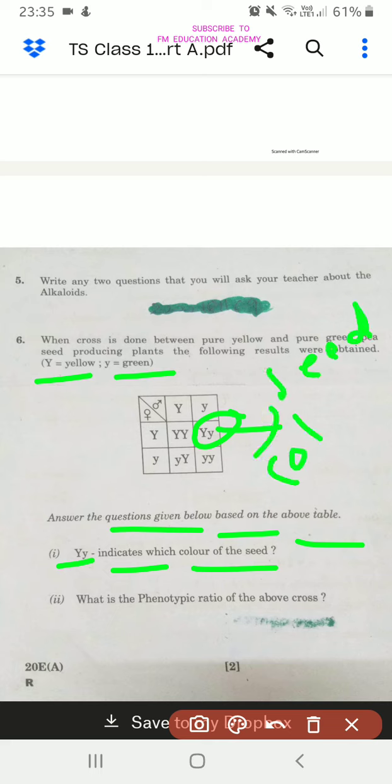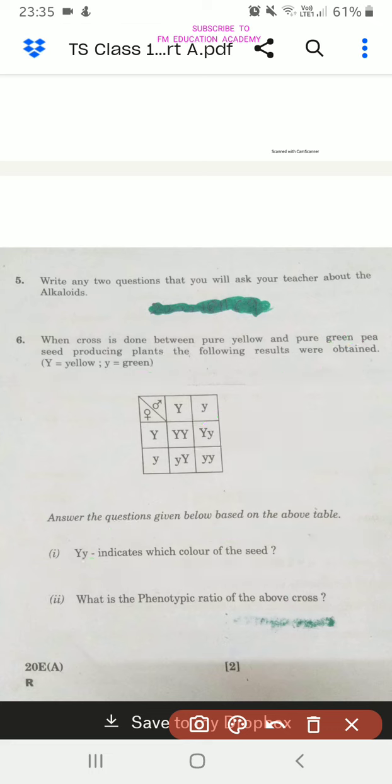So we know here that capital Y small y indicates which color of the seed. Okay, so capital Y small y means I have to say if it is this, then the seed will be of which color, that it is asking. So this is also there in the textbook. Okay, the table was there and it gave the answers also.